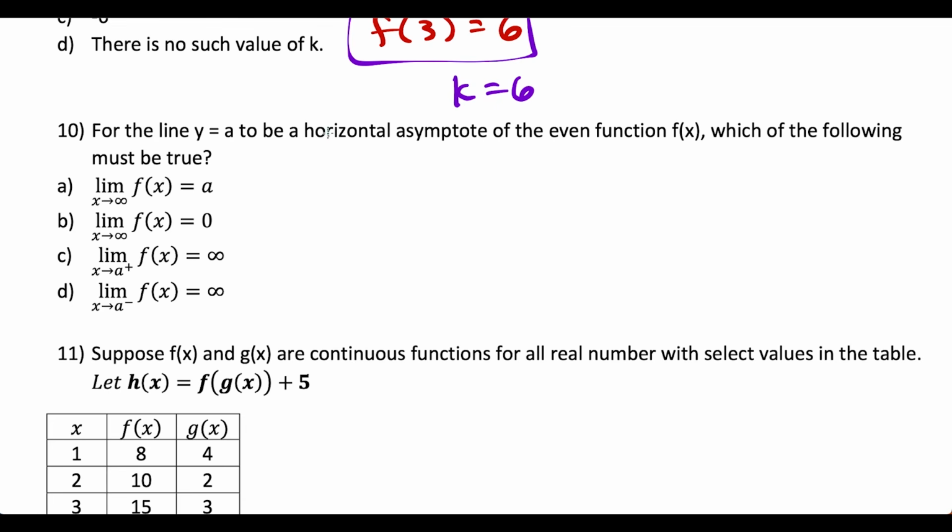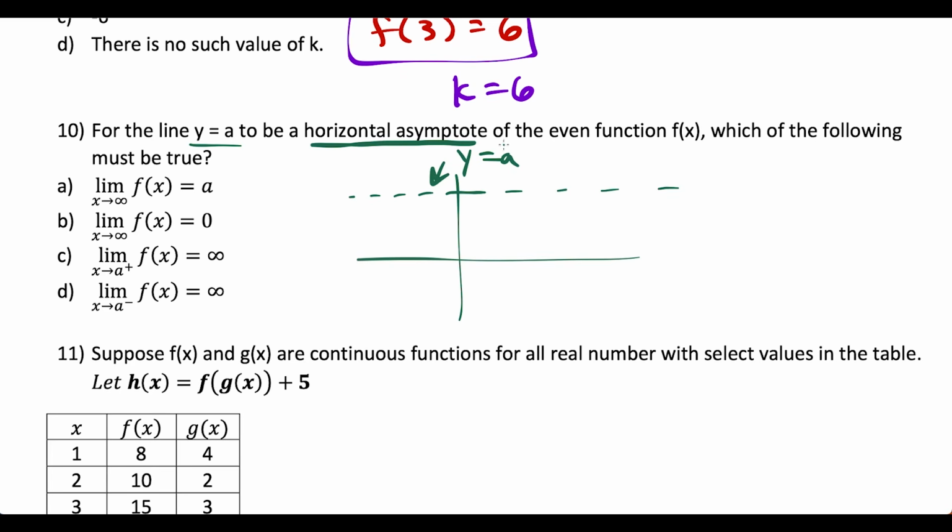So question 10 is a pure definition question. Let's say you forget what a horizontal asymptote is, and we want the line y equals a to be a horizontal asymptote. Well, then all you have to do is just draw this out. So I have the line y equals a. So this will represent y equals a. And they're pointing out here that the function f of x is even, which just means that it has symmetry over the y-axis. So for this to be a horizontal asymptote, we would need something that looks something like this, let's say, where the graph is getting closer and closer to the horizontal line y equals a as x goes to infinity or negative infinity here.